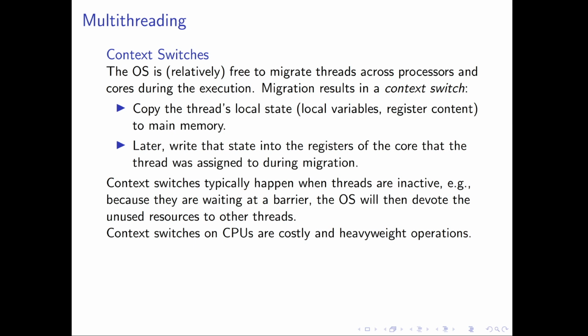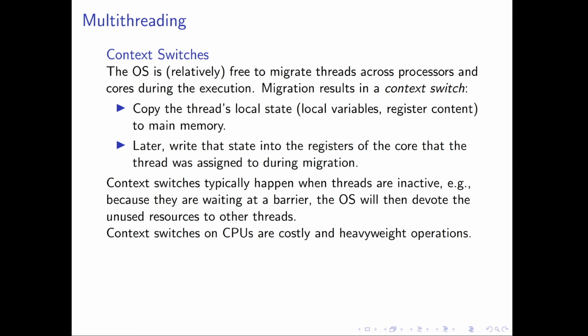But also when we have threads, if we already created multiple threads, the operating system is relatively free to do with those threads what it wants. For example, it can decide that during the program execution, it might want to migrate a thread from one processor to another. Migration in this case results in something that is called a context switch. A context switch implies that the whole state of the thread, like all the local variables and all the register content, is copied from registers to main memory, which is on its own quite expensive.